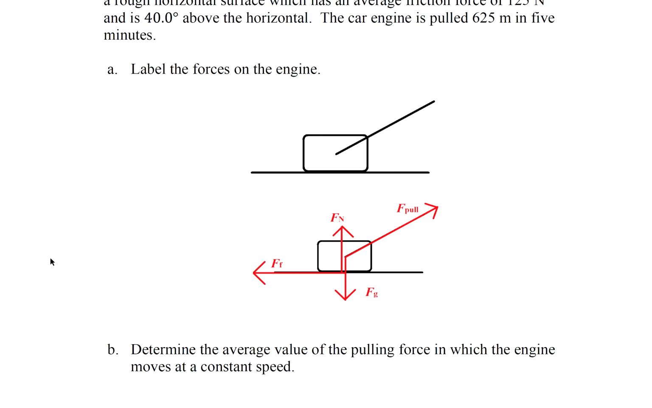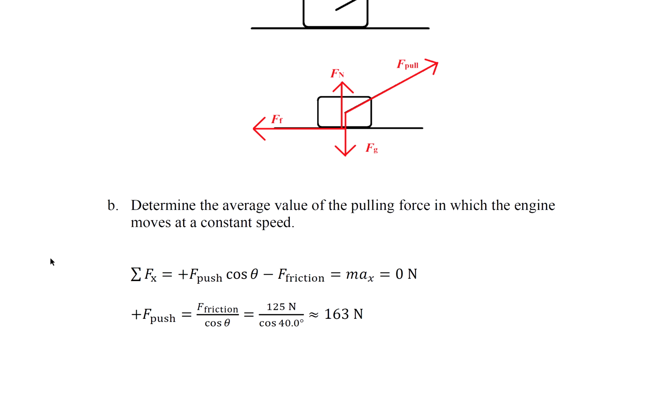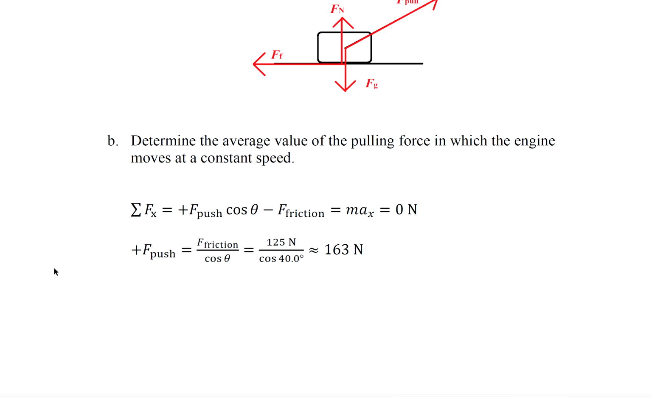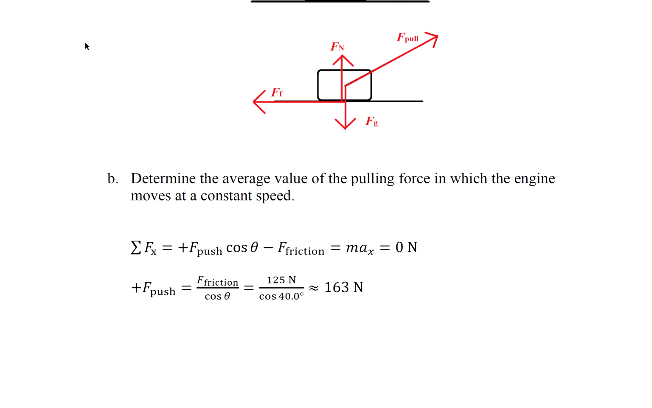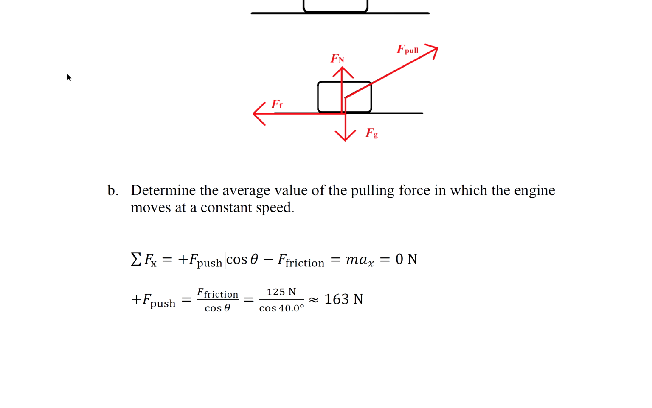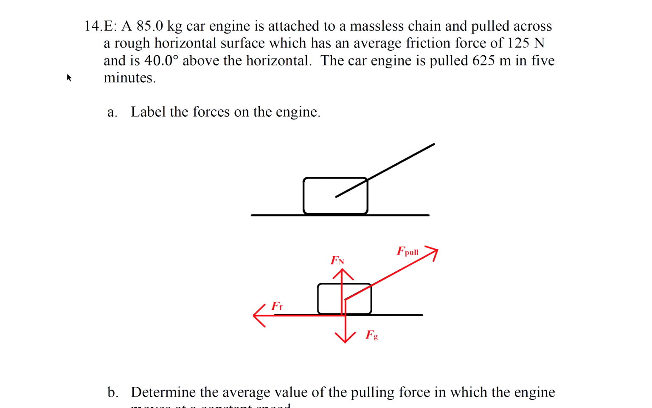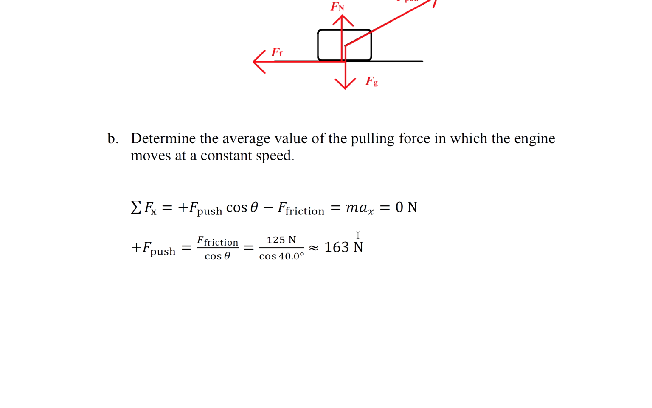So we got this. Part B, determine the average value of the pulling force in which the engine moves at a constant speed. So this is Newton's second law of motion. Sigma F sub x equals force of pull cosine theta minus force of friction. This is a force of pull. It's pulled. Besides that, everything is good.